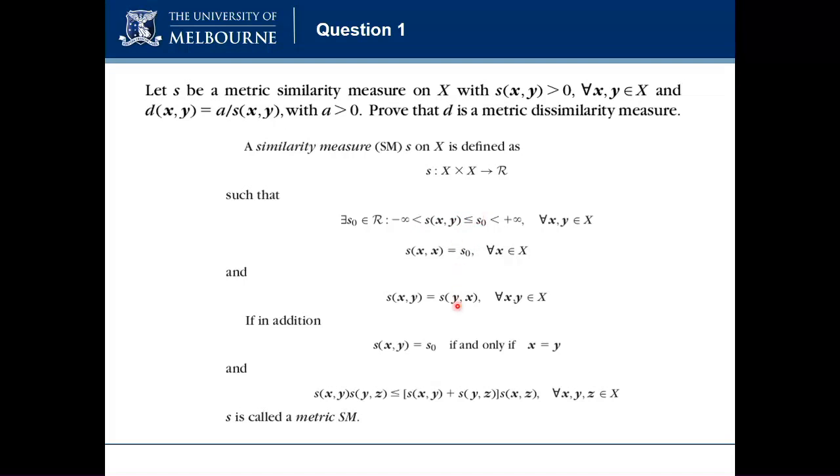Distance metrics. And then it should have this symmetry condition. If it's a proper dissimilarity measure, S(x,y) equals S(y,x). And then it should be S0 only if x is equal to y. You shouldn't get this otherwise. So this is the identity of indiscernibles. There's a naming for each of these properties. And the third one is related to the triangle inequality. So let's look at this solution together.